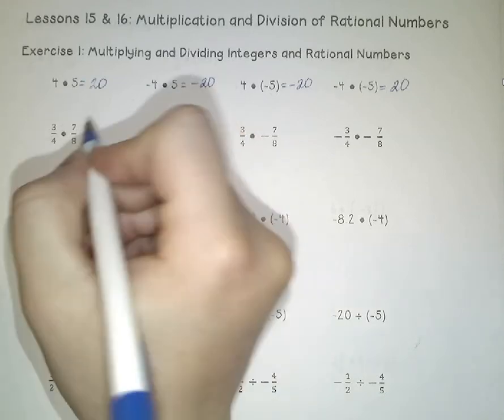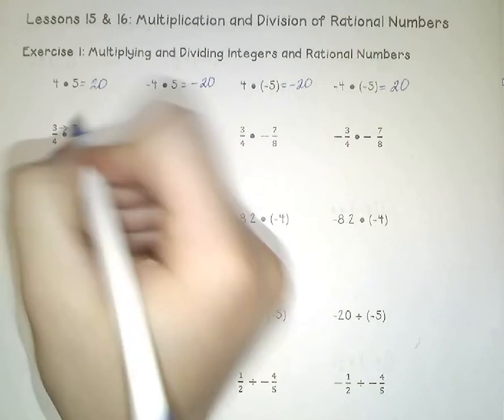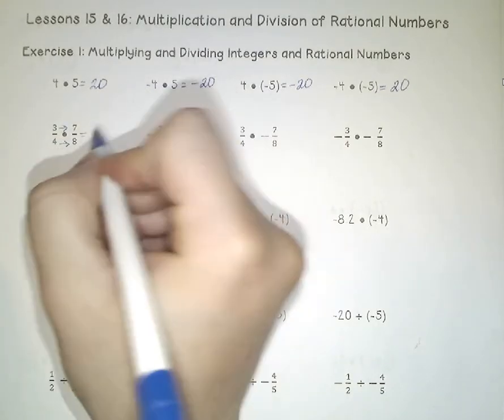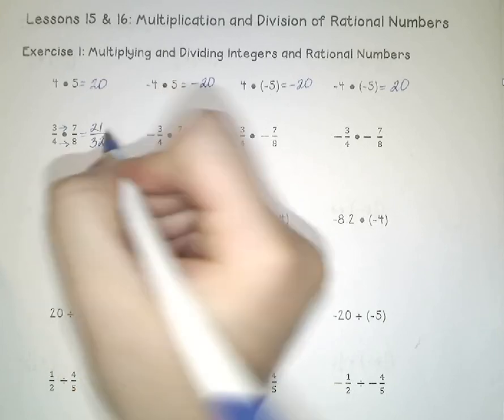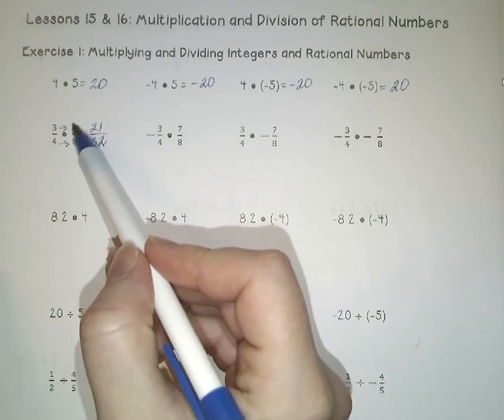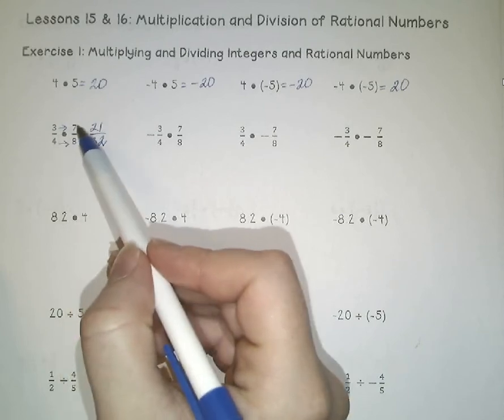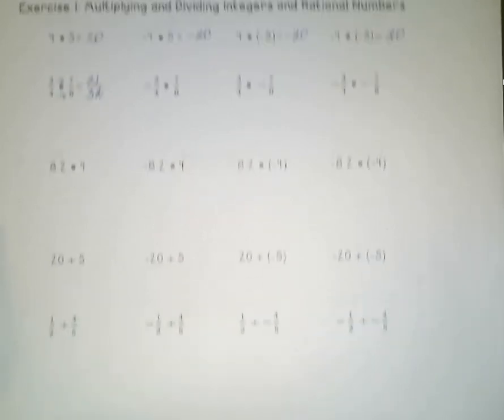How do you multiply fractions? That is very easy. We just multiply across, 3 times 7 and 4 times 8. So 21 thirty-seconds. If you have something that needs to be simplified, for example, if you had that 8 right here, you could have simplified 4 and 8. But this is if you remember how to simplify fractions. Okay, let's take a look at the next one.